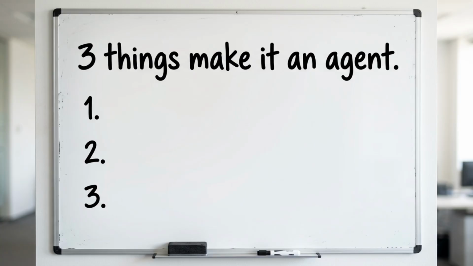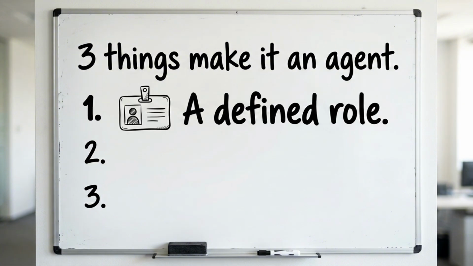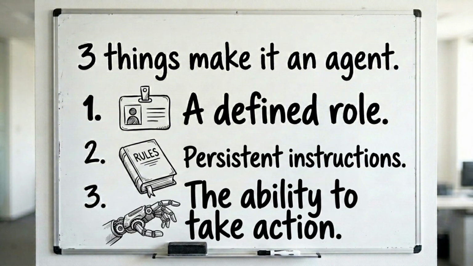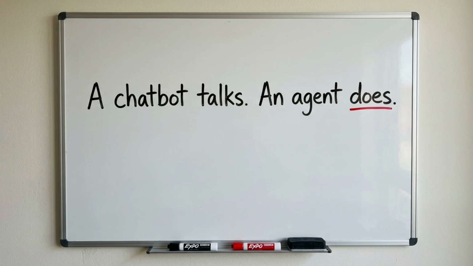So what actually makes something an agent instead of just a chatbot? Three things. First, a defined role. It knows exactly what it's for. Not a helpful assistant, but a specific job with a specific purpose. Second, persistent instructions. Rules that apply every single time automatically without you repeating yourself. Third, and this is the big one, the ability to take action using tools, not just generate text. It can look things up, open files, and interact with other apps. A chatbot talks, an agent does.